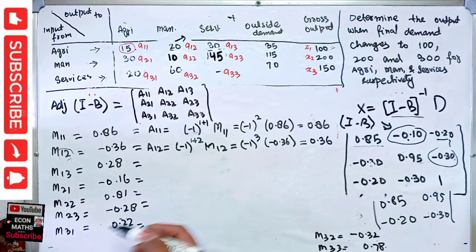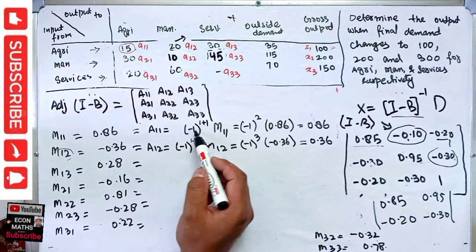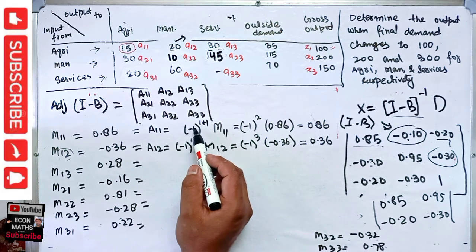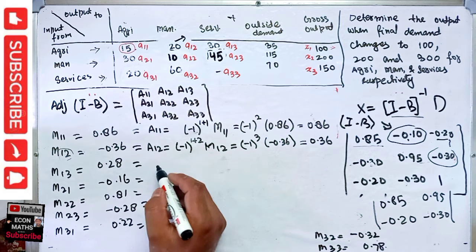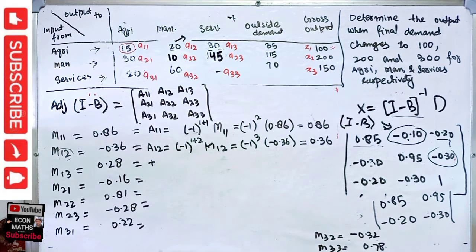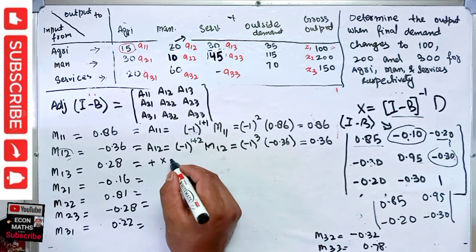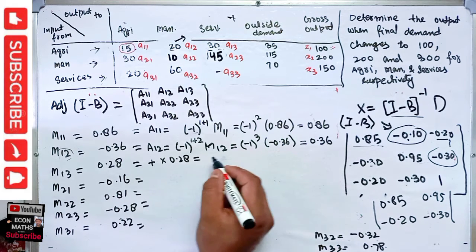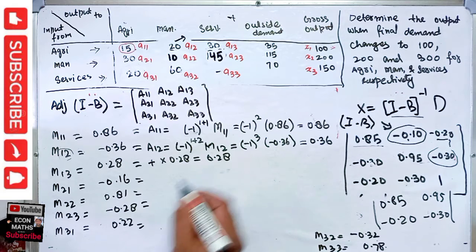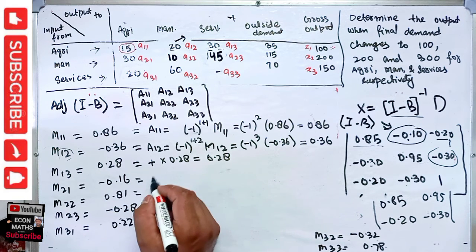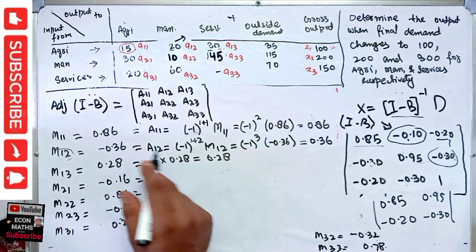Similarly you can use these numbers. First was positive, second was negative, third would be positive. The number is 0.28, positive into 0.28, so we will get here 0.28. Similarly this will come out to be negative, that is A13.